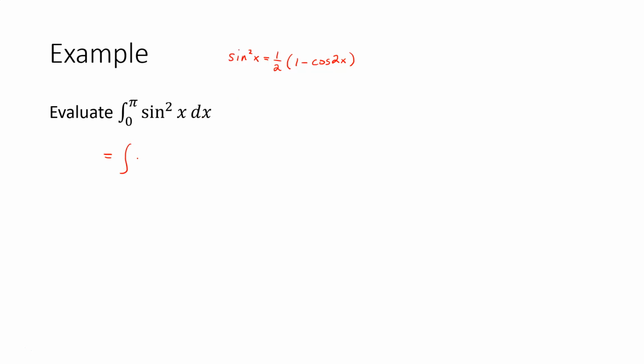So let's see, if I rewrite sine squared as 1/2 (1 minus cosine of 2x), then this is already in a form that we can integrate. So the integral would be 1/2 times the integral of 1, which is x, minus the integral of cosine 2x, which will be sine 2x over 2. In this case, we're going to evaluate from 0 to pi.